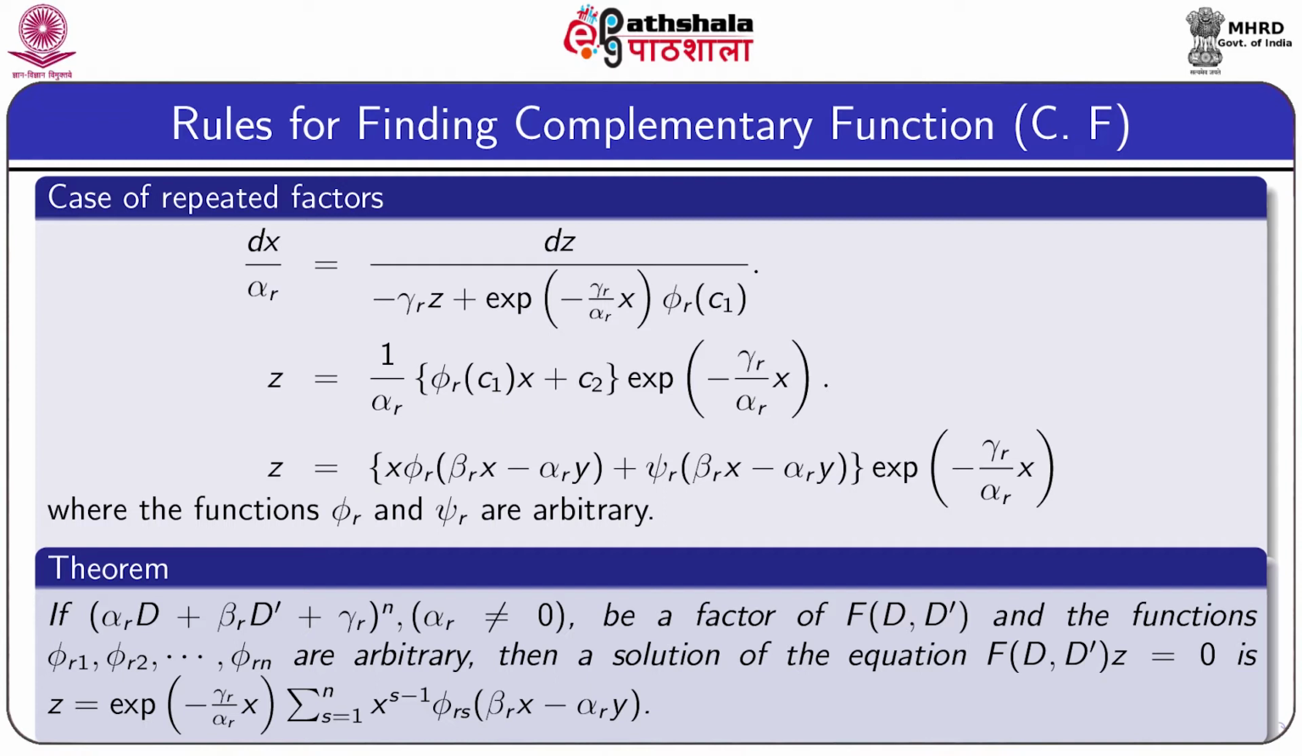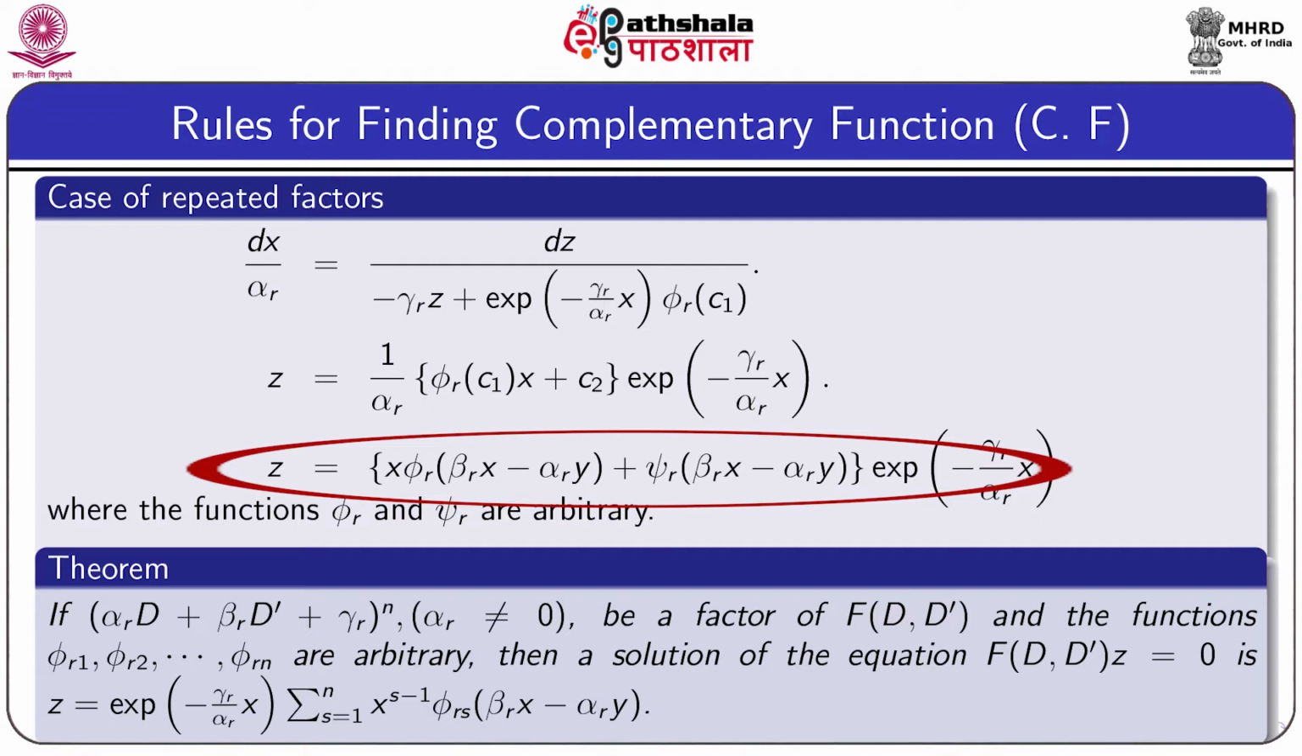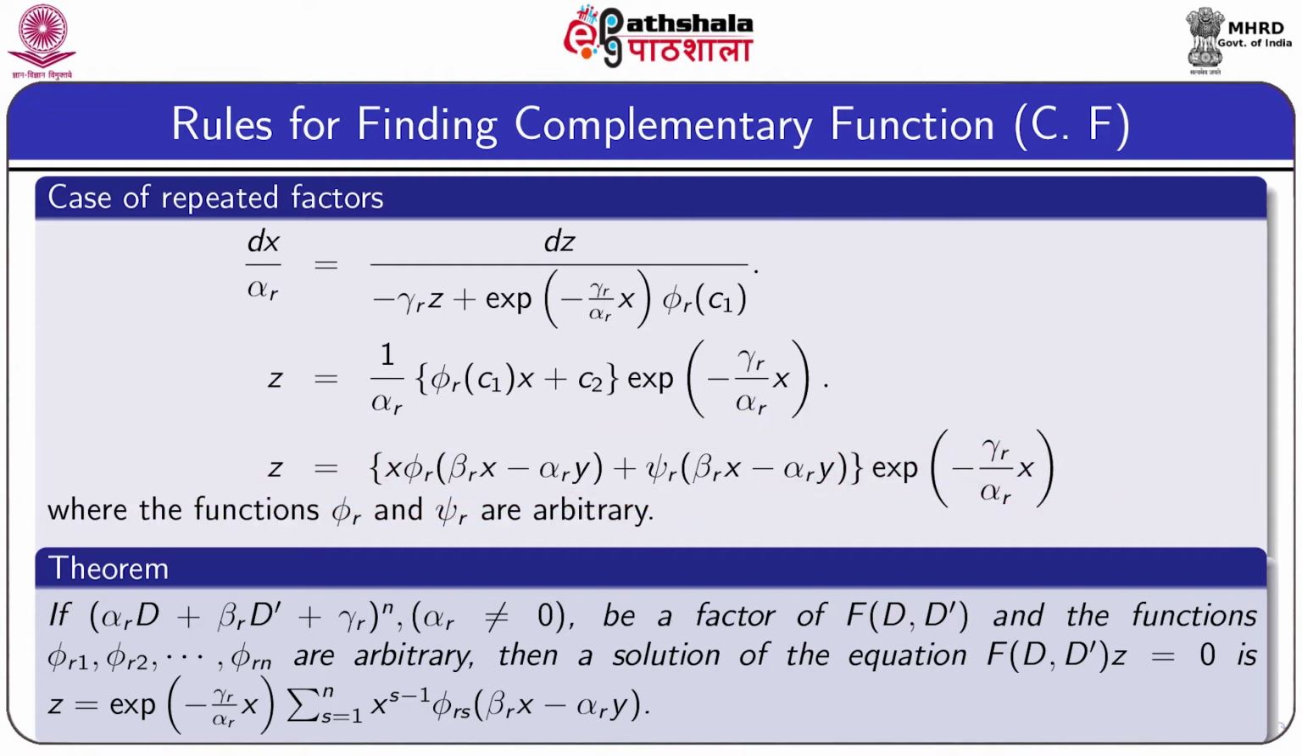Now, to find the solution of the original equation, we need to replace C1 by the function βrx minus αry. So, replacing C1 and also the expression for C2, we can obtain the function z equals x φr(βrx minus αry) plus ψr(βrx minus αry) into exponential of minus γr by αr into x, where φr and ψr are the arbitrary functions.